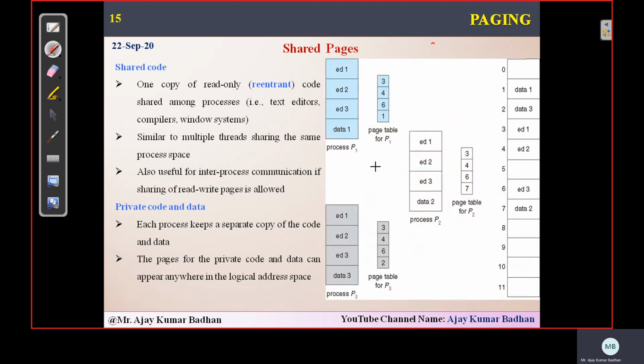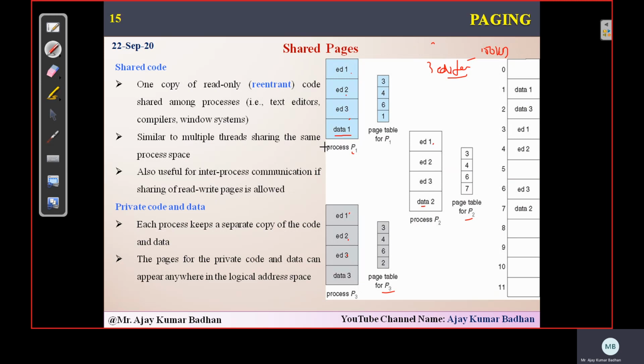See, there are three processes here, P1, P2, and P3. All these processes are using three editors, and each editor is of size 150 KB. If you look at editor 1, 2, 3 in processes P1, P2, and P3, they are the same. But the data will be different: data 1, data 2, data 3. Why? Because whatever the user or process writes will be different.